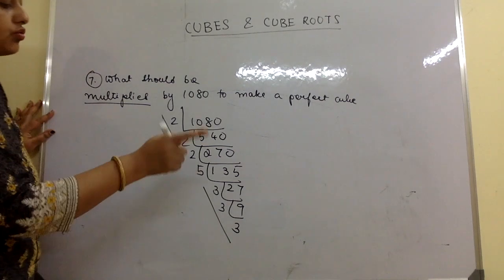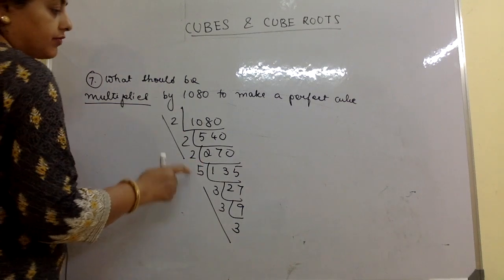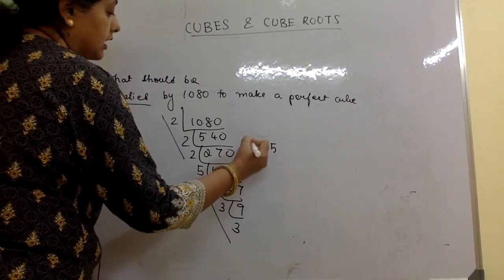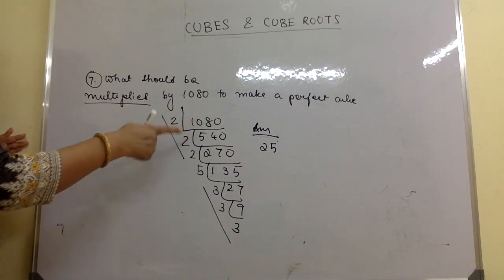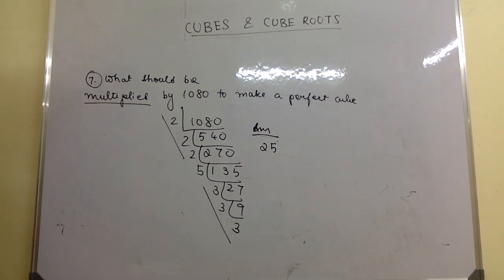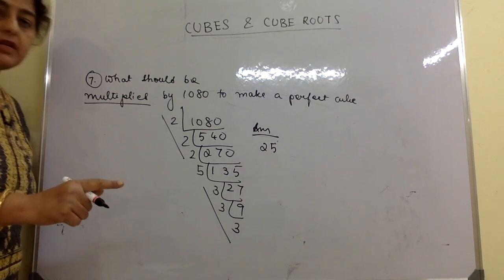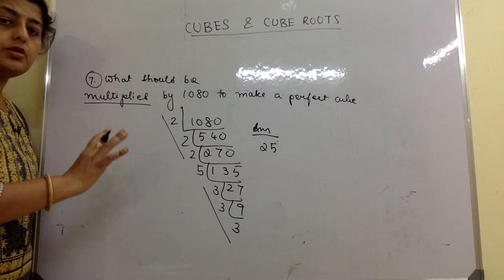We should multiply it with 25 in order to make it a perfect cube. So here 2 more 5's are required, so we should multiply it with 25. The answer is 25. That is, 25 should be multiplied with 1080 to make it a perfect cube. So what should be multiplied and what should be divided? This type of sum is always done by prime factorization only.